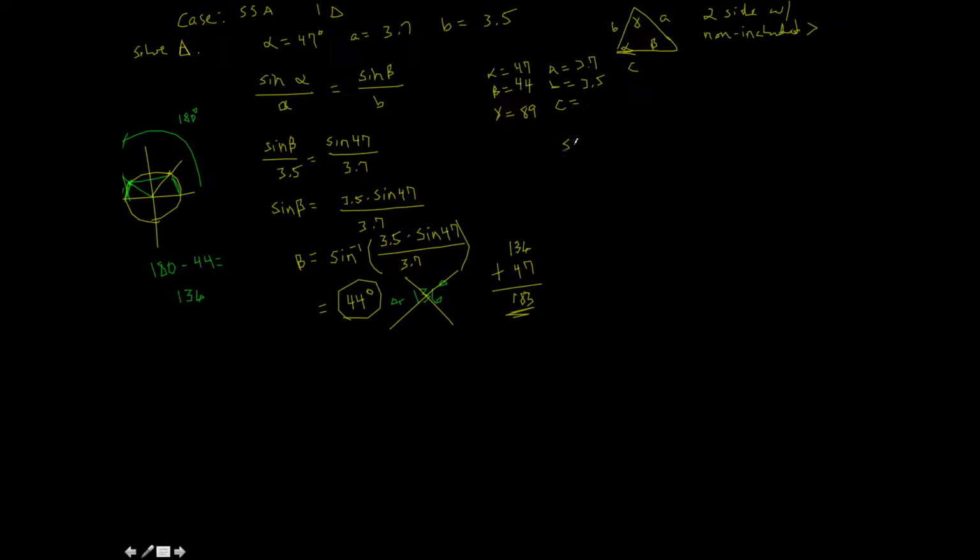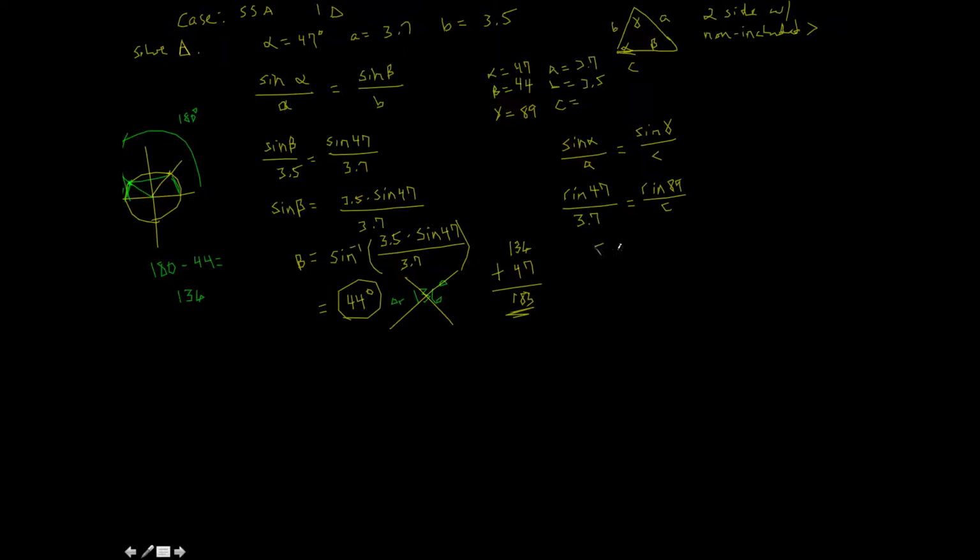So sine alpha over A equals the sine of gamma over C. So that's going to be the sine of 47 all over 3.7 equals the sine of 89 all over C.